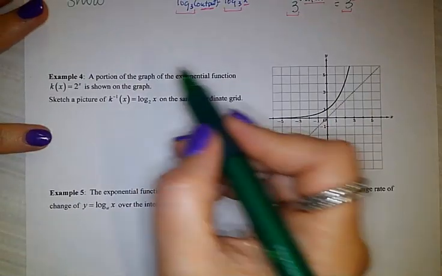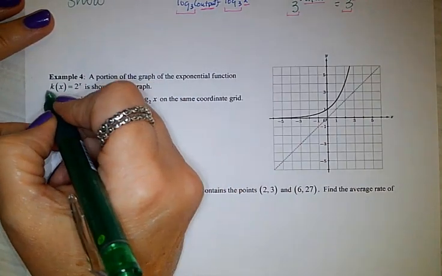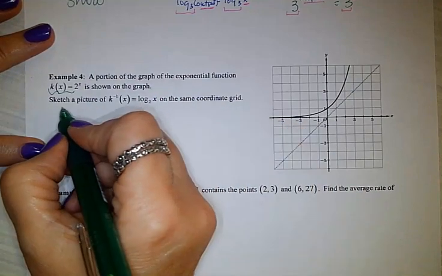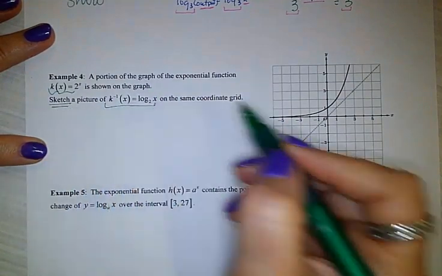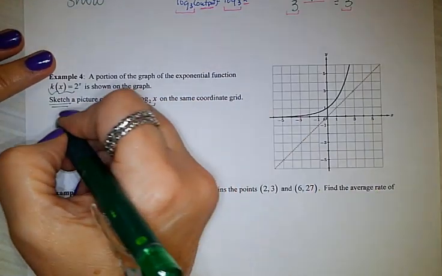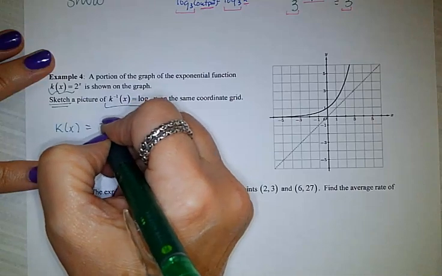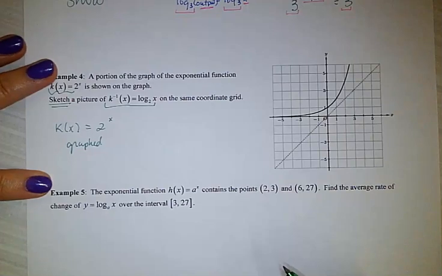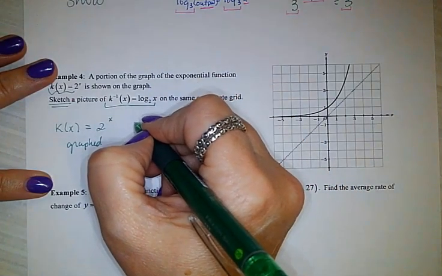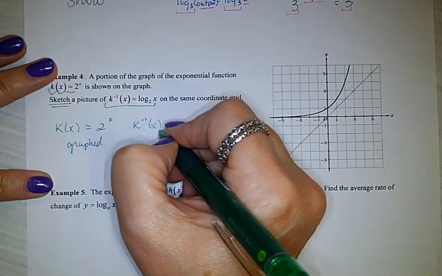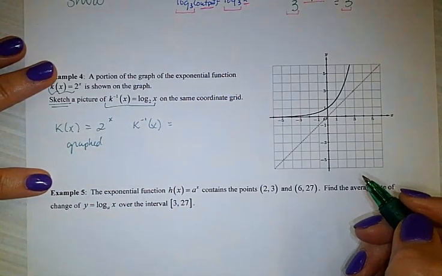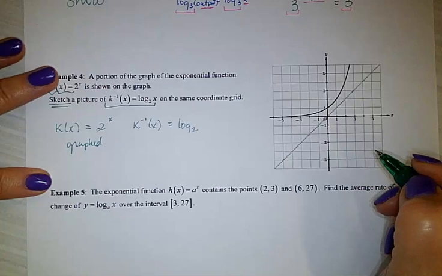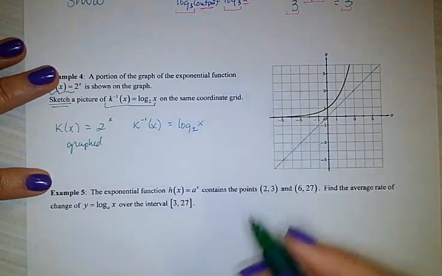For number 4, we have a portion of the graph over here, and that portion represents k of x, which equals 2 to the x. We're going to sketch a picture of the inverse on the same coordinate graph. So what does that mean? That means since k of x equals 2 to the x, and that's what's graphed, then I need its inverse. So its inverse, remember, is going to be k to the negative 1 of x. That's the inverse symbol. So what's the base of my exponent? 2. So that's going to be the base of my log. And then what's going to go right here? That's going to be the x.